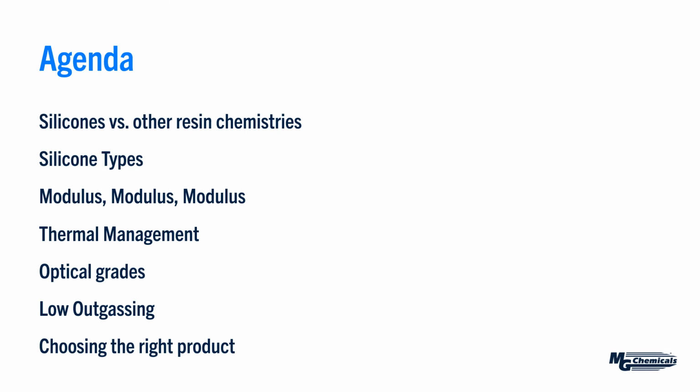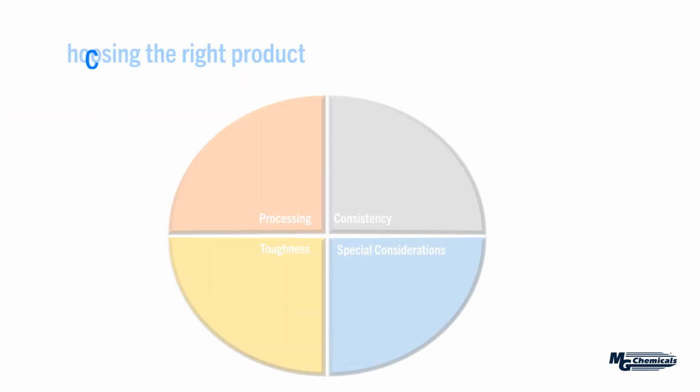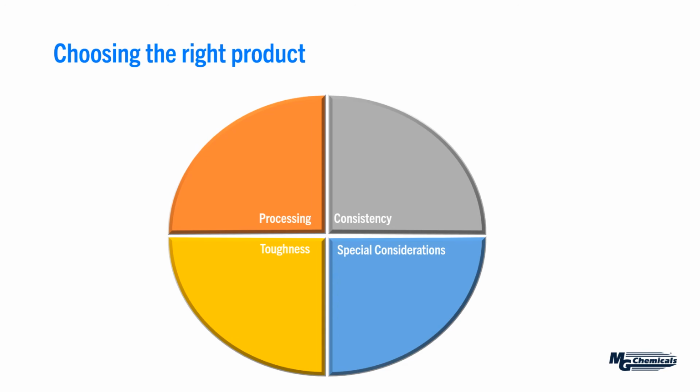Okay, so we've gone over the specialty grades, but what about the non-specialized grades? How do we go about gathering all the requirements, making sure we ask the right questions in order to choose the right material? Again, we've looked at various properties, but I've condensed it down here to four main considerations. And the first one we're going to look at is processing.